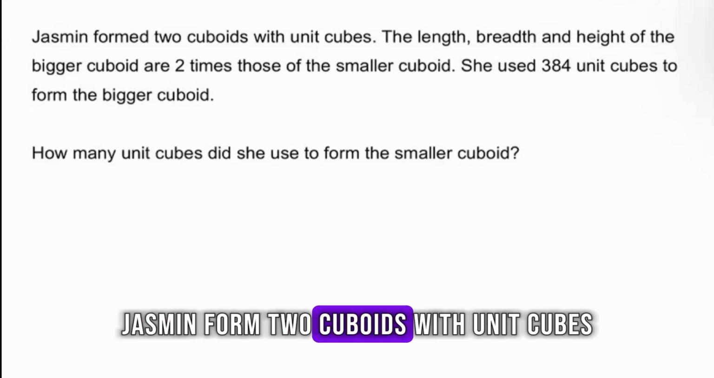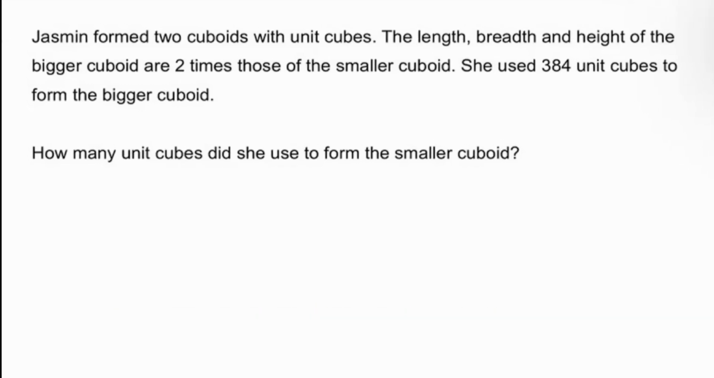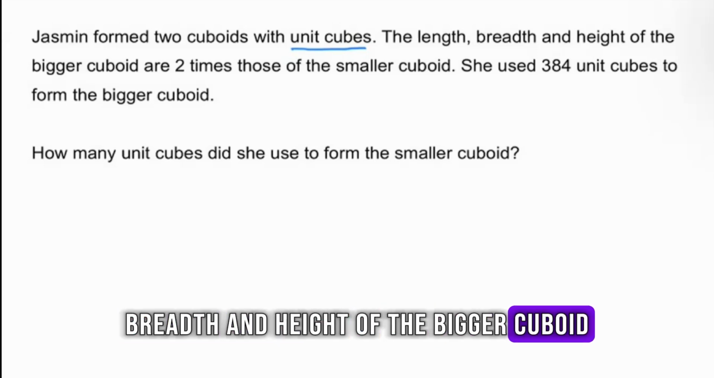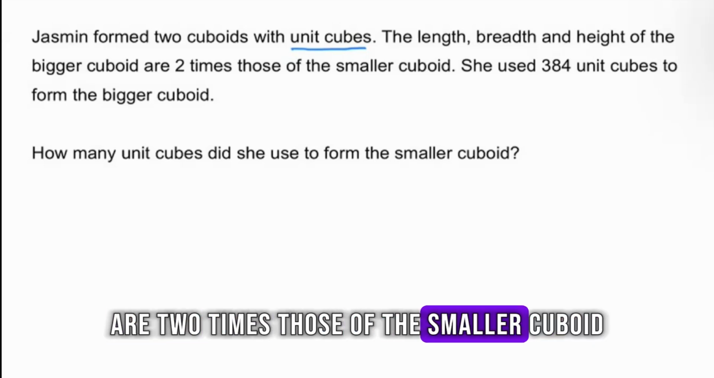Jasmin formed two cuboids with unit cubes. So unit cubes are basically cubes whereby the length, breadth, and height are the same. So Jasmin used these cubes to form the two cuboids. The length, breadth, and height of the bigger cuboid are 2 times those of the smaller cuboid.